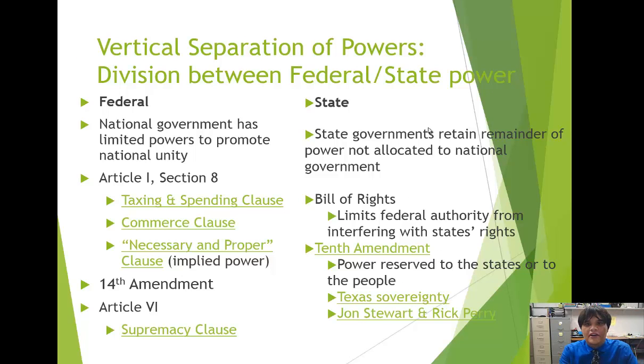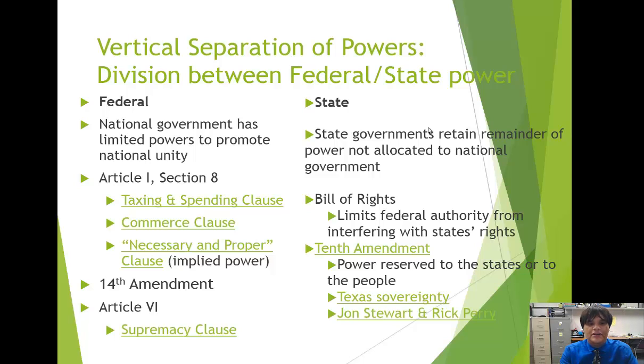All right. So this is what's called the vertical separation of powers. This means that the powers on top and the powers below, and the powers on top tend to be the federal government. So this vertical separation is basically the division of powers between the federal and the state governments. Let's go ahead and tackle the federal government first.